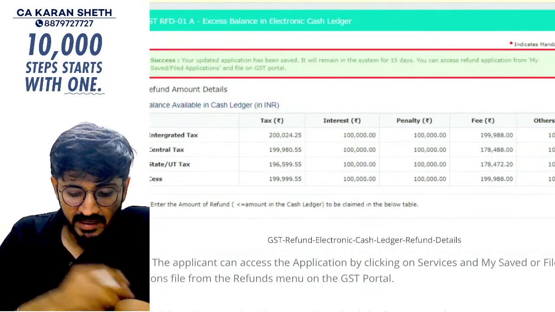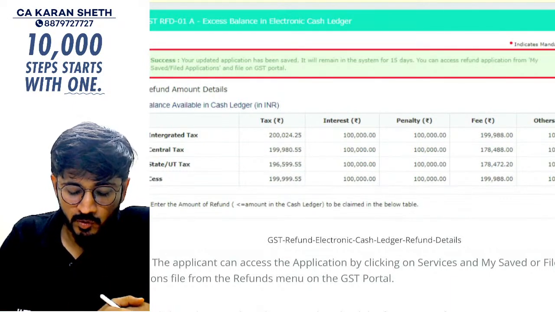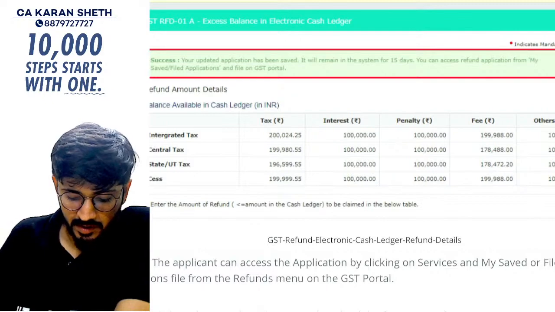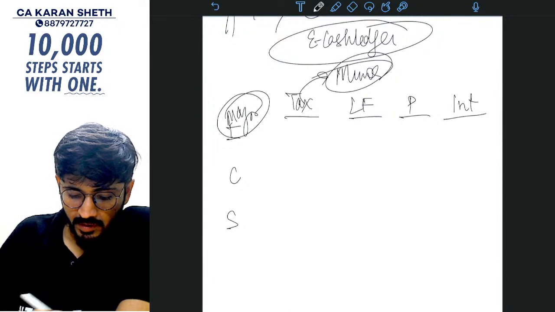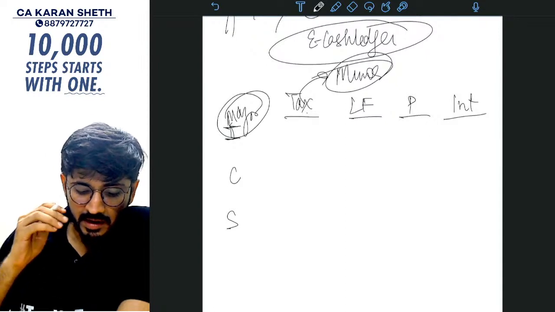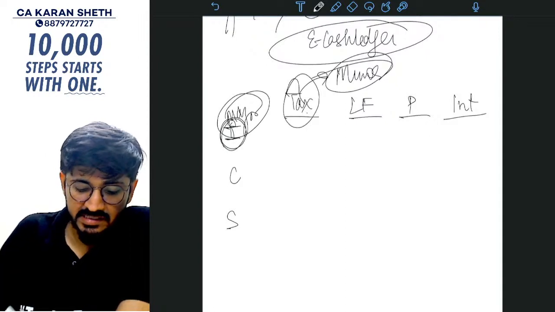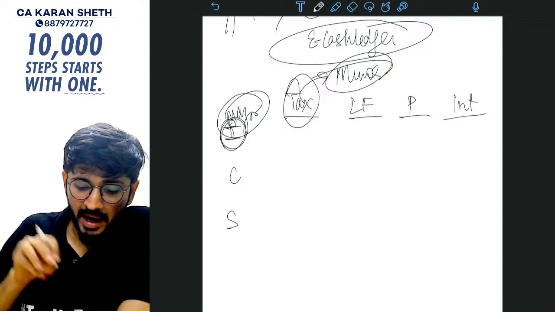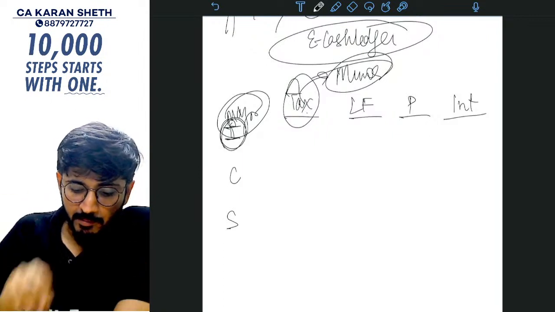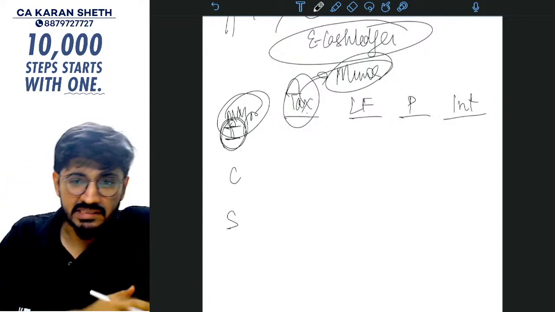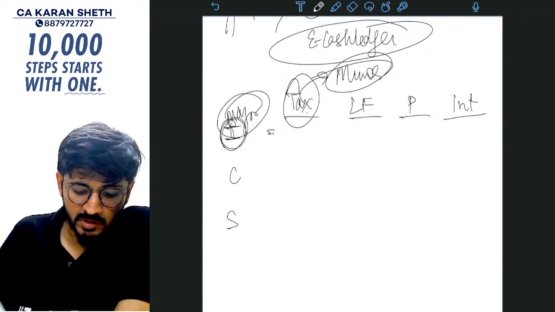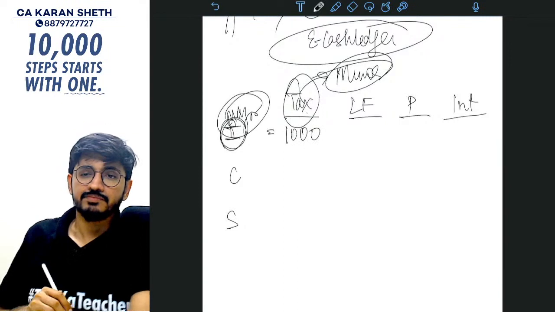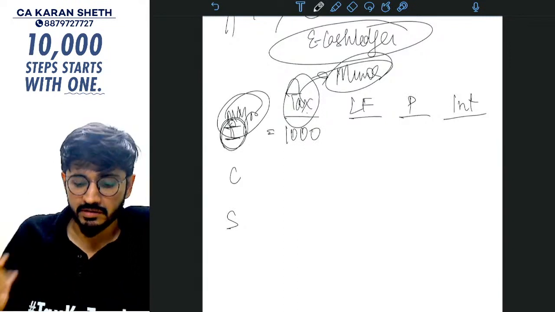Now the thing is that if I have to deposit tax in the IGST head, so I have to deposit money in the minor head of tax and the major head of IGST. Minor head of the tax and major head of the IGST. In that case, my dear friends, I will select the requisite columns and I will deposit it. Let's say it is 1000.